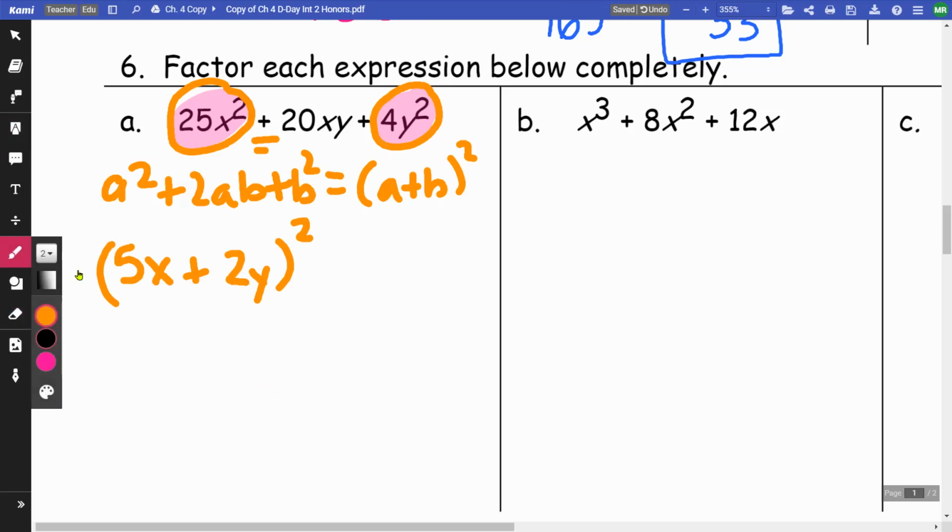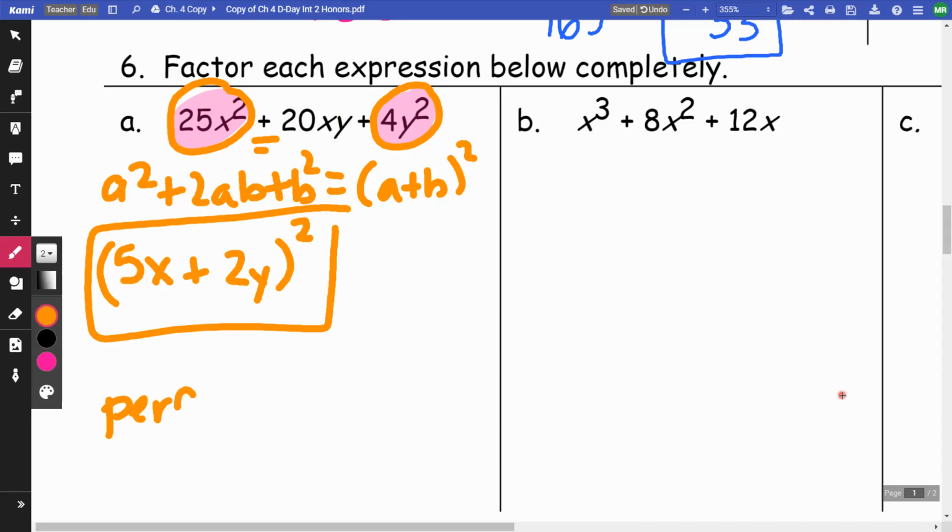Then what we need to check is to make sure that we get this 2ab. In our case, our 2ab is a 20xy. So we check by multiplying these together, which would be a 10xy. Doubling it, I do get my 20xy. So this is my answer. This was a perfect square trinomial. We want to be able to start recognizing those.